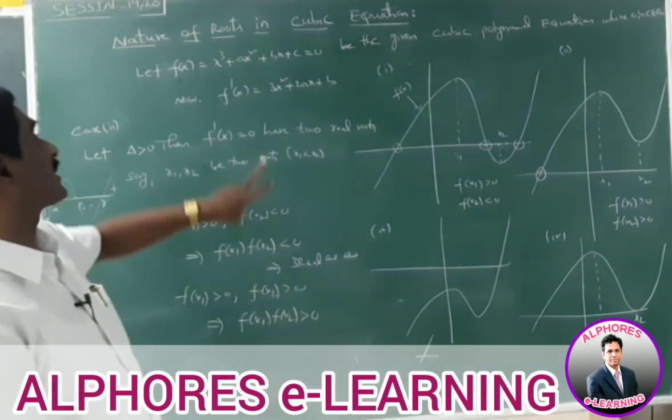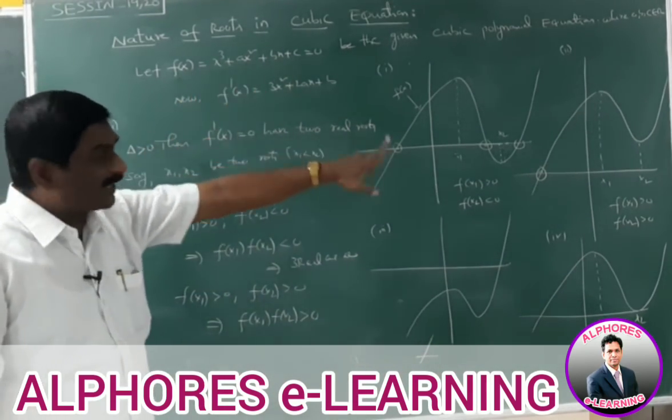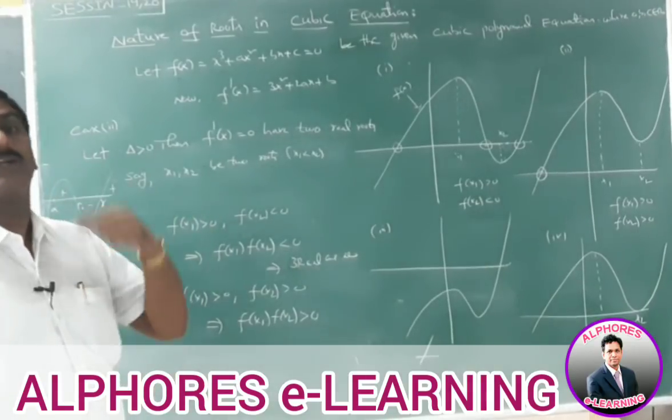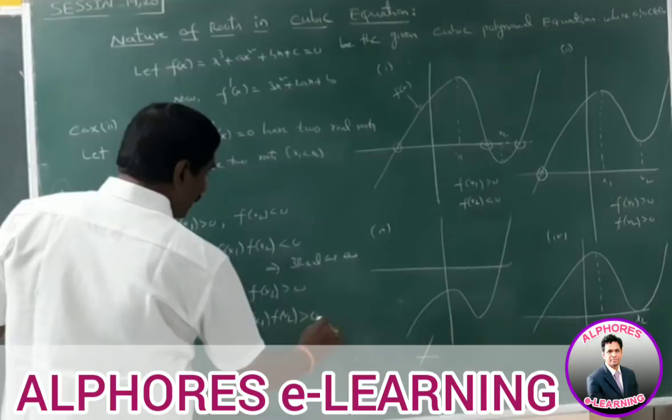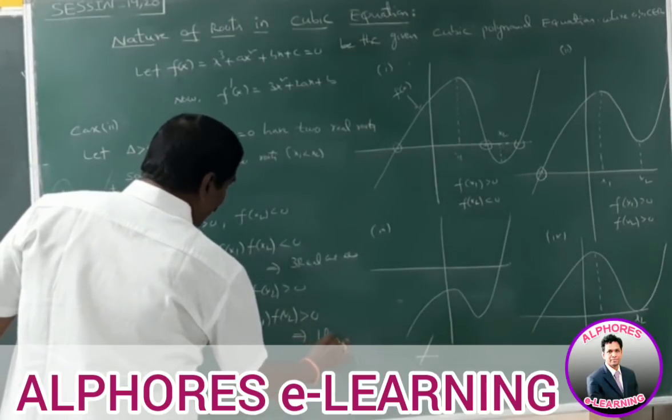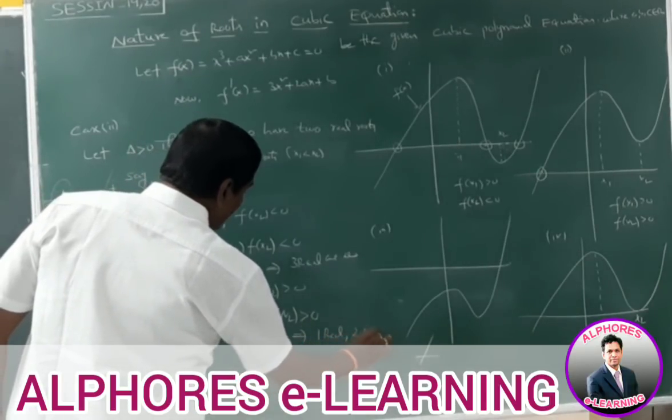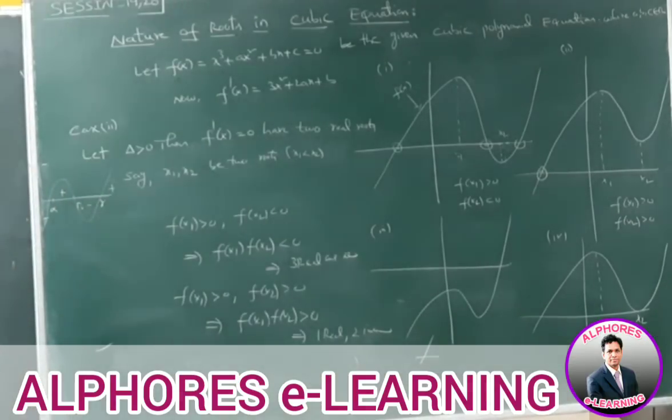But actually the equation has 3 roots. But here we get only one real root. That means the remaining 2 roots are imaginary. If f of x1 into f of x2 is greater than 0, that means we get one real root and 2 imaginary roots. Okay. Next possibility.